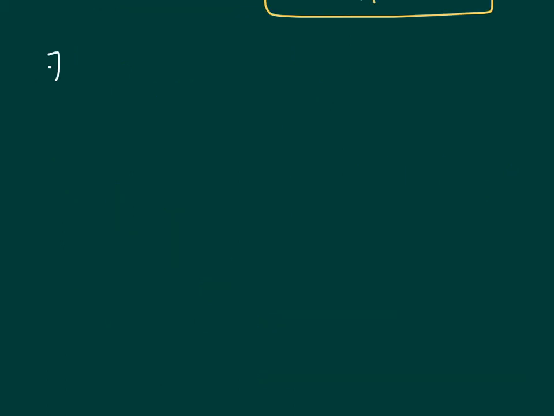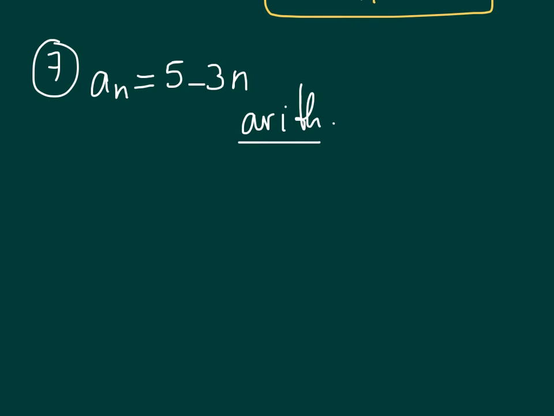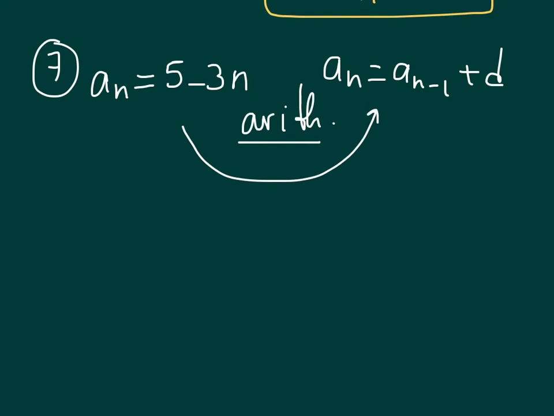Okay, number 7. To do number 7, we're given a rule and we're asked to write it recursively. As long as you recognize this is arithmetic, I gave you this formula two different ways at the beginning of the lesson. The arithmetic recursive is a_n equals a_(n-1) plus d. In order for us to go from here to here, all you need is to find what d is. To find what d is, list the first two terms.